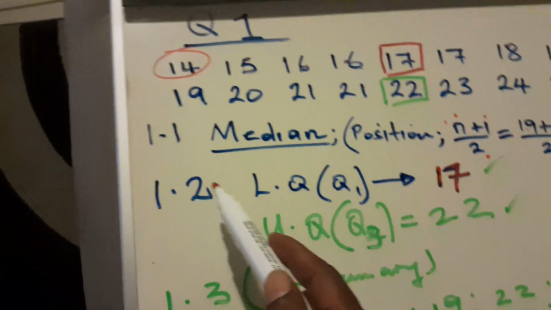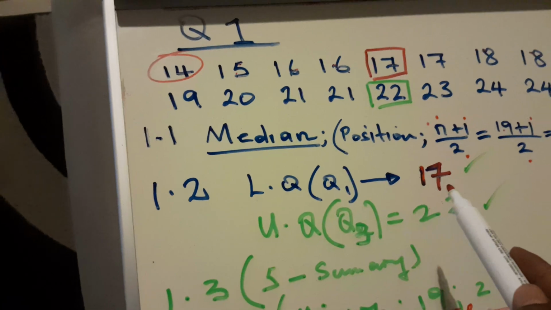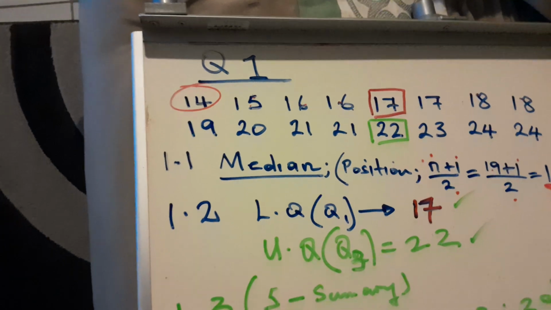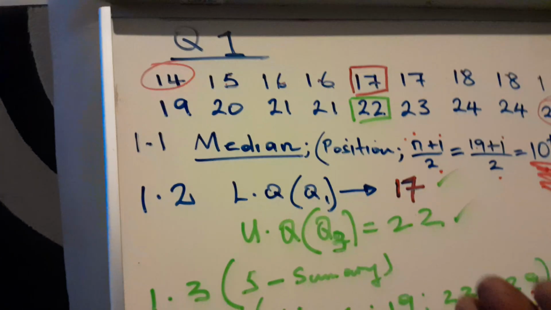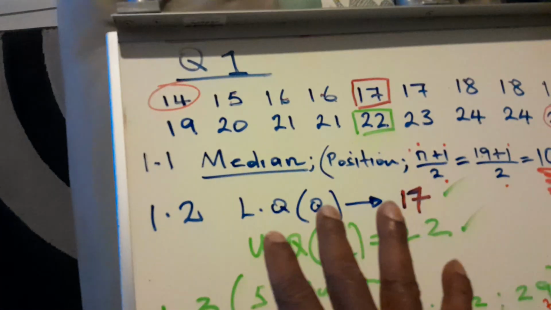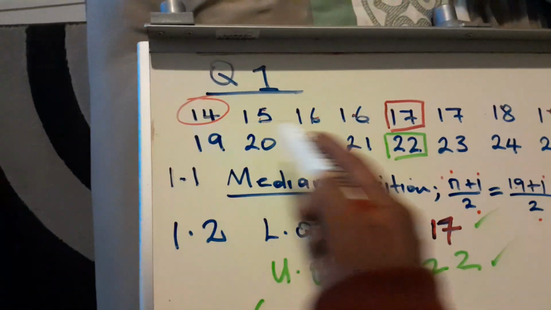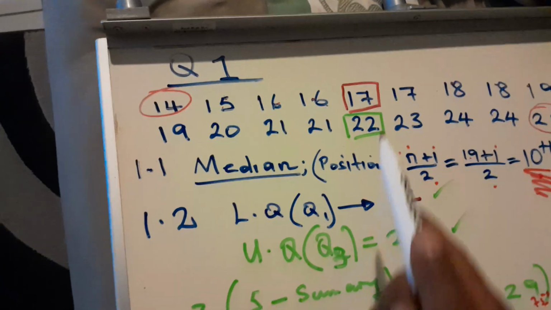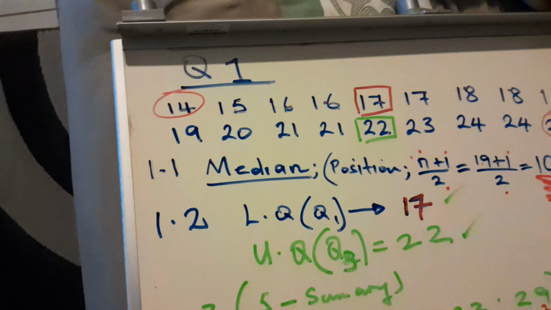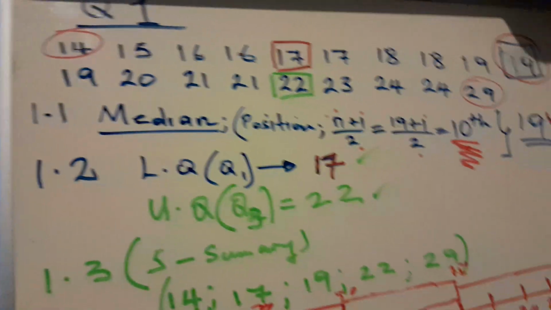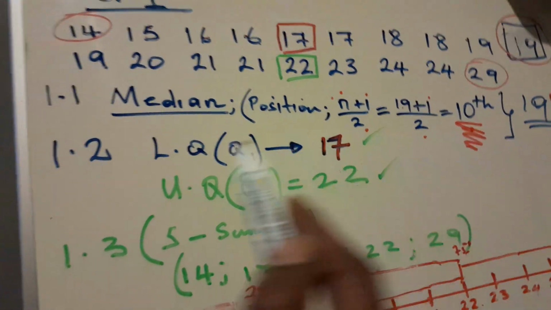Then next question, you want to find the lower quartile and the upper quartile. Remember, the median and the lower and upper quartiles divide the distribution into 4 equal quartiles. Meaning that at the position of the first quartile, 25% got less. Then at the median, 50% got less. Then at the upper quartile, it's 75% having less.